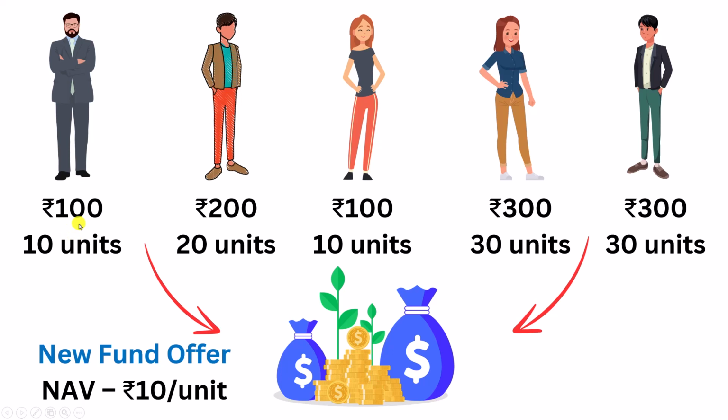You had invested 100 rupees in the mutual fund, correct? And at the time of offering, new fund offering, the price was set to 10 rupees per unit. So 10 rupees and 100 rupees gets you 10 units, or 10 units into 10 rupees is 100 rupees. Similarly, this person had invested 200 rupees and so he gets 20 units and the rest. Alright. So according to the investment, the company allots the units.